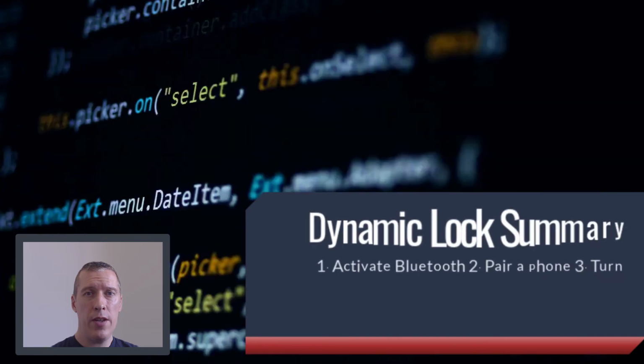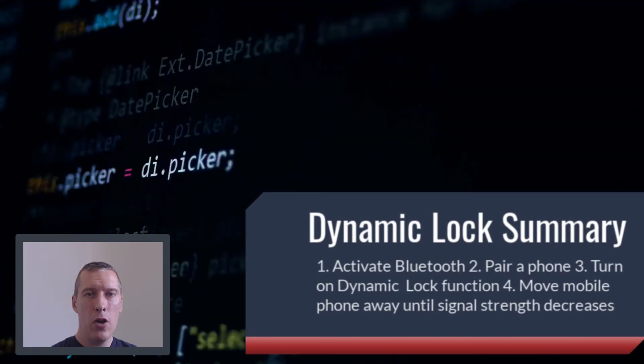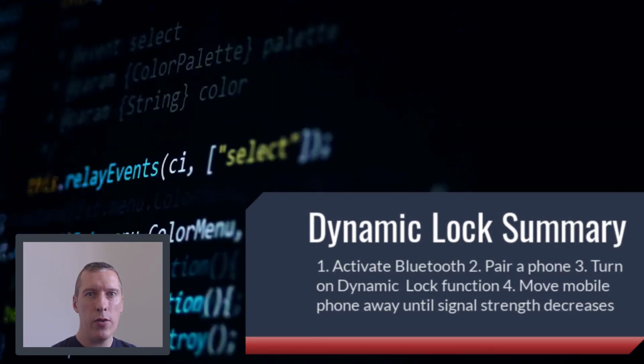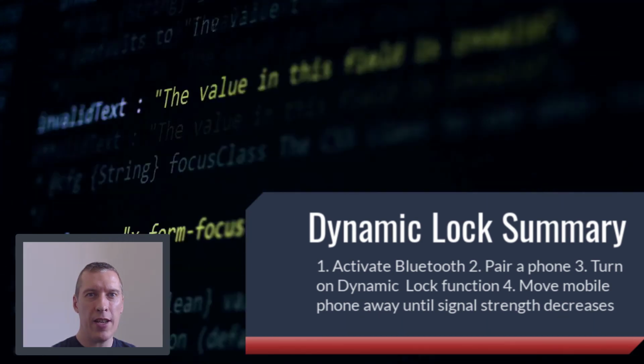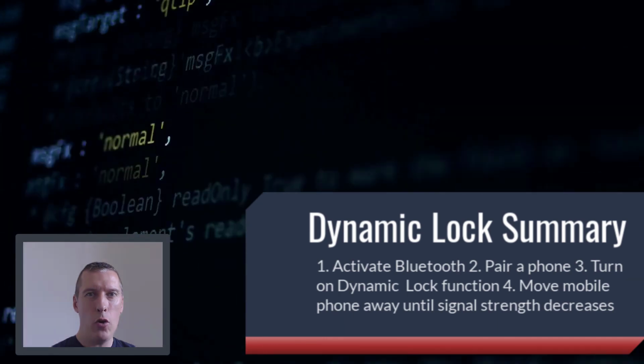So there you have it. That's how easy it is to set up Dynamic Lock. All you need is a mobile phone and a Windows 10 machine that supports Bluetooth, and you'll never be caught short by attackers again who are looking to exploit unlocked machines.